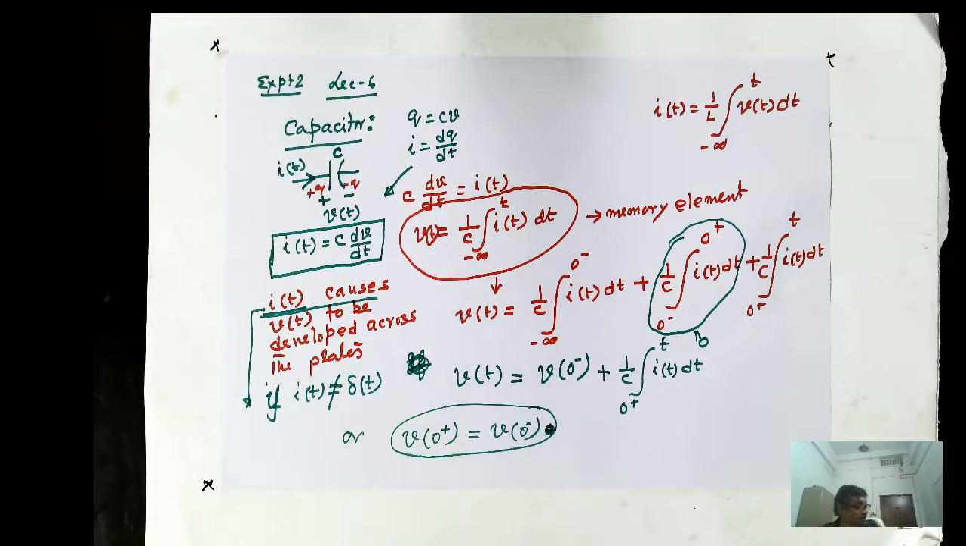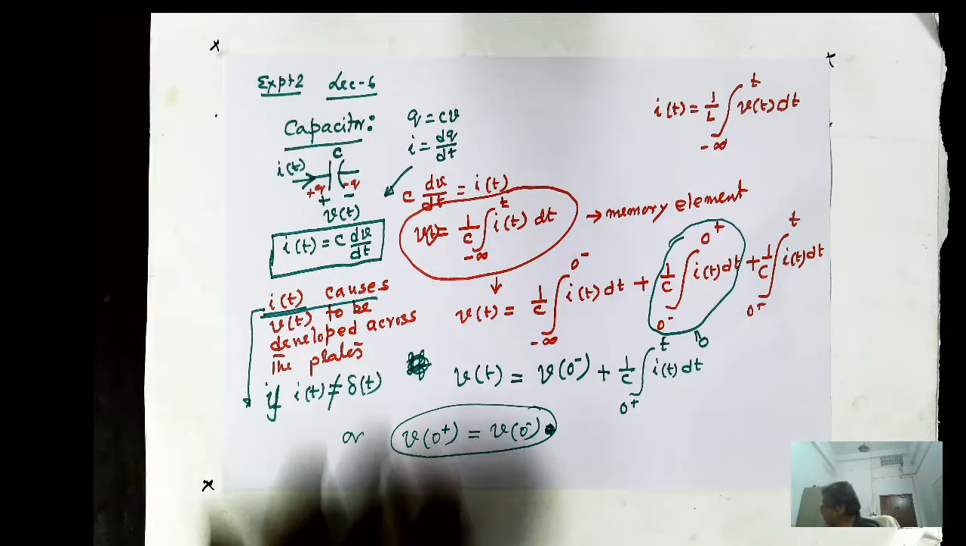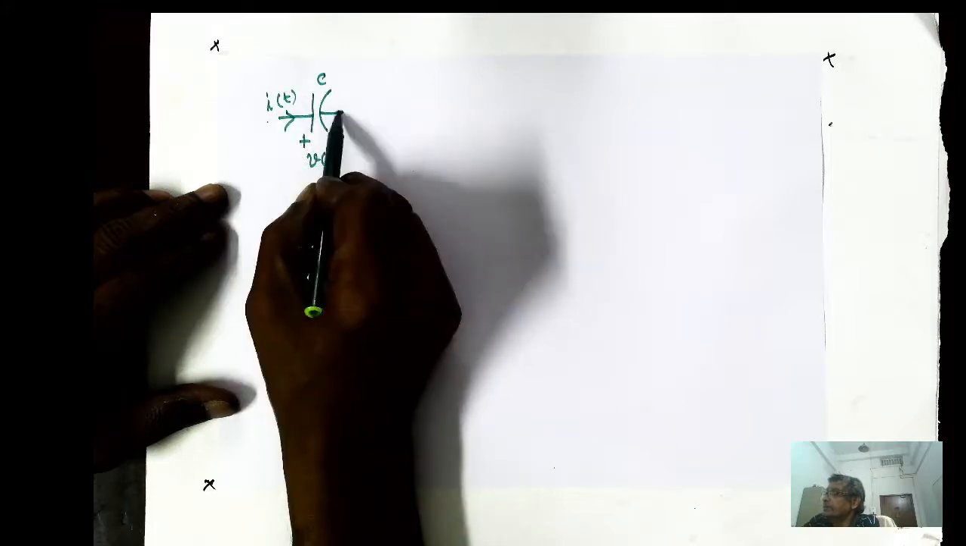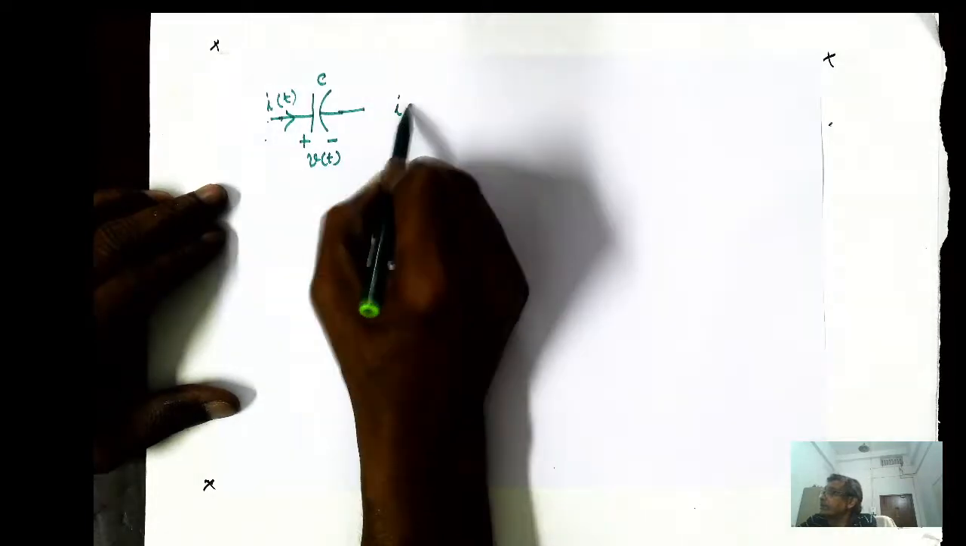The second point I would like to mention is that energy stored in a capacitor can be very easily found out in this way. You know that, but let me quickly tell you that this is the capacitor, C. At any time, if this is the voltage v(t), the current is i(t). So the voltage across the capacitor is this, and i(t) is equal to C dv/dt.